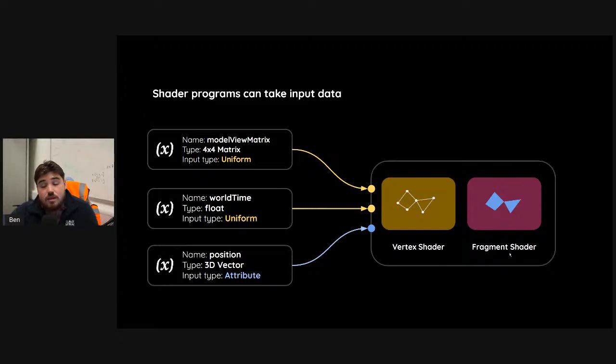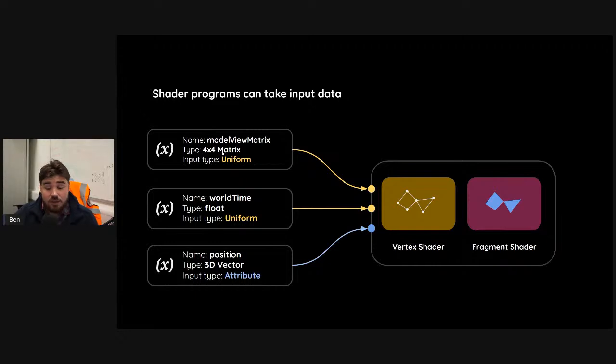And that's the cool thing, is that shader programs, these vertex shaders and fragment shaders, are bundled into this package. Conceptually, we can pass input data into these shader programs. These are just like variables. So here we have a variable called model view matrix. Don't worry too much about what that is or its purpose.